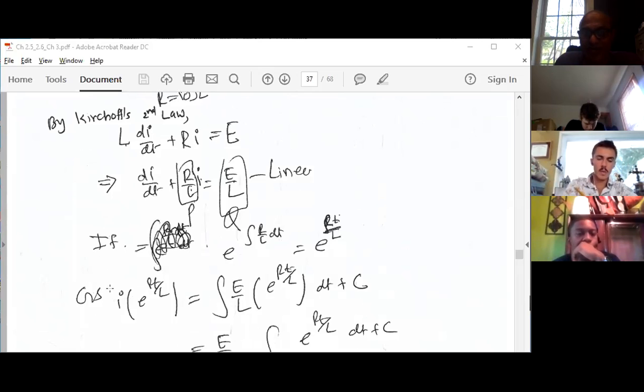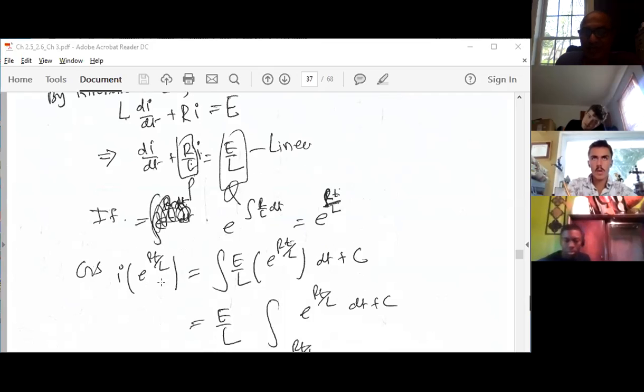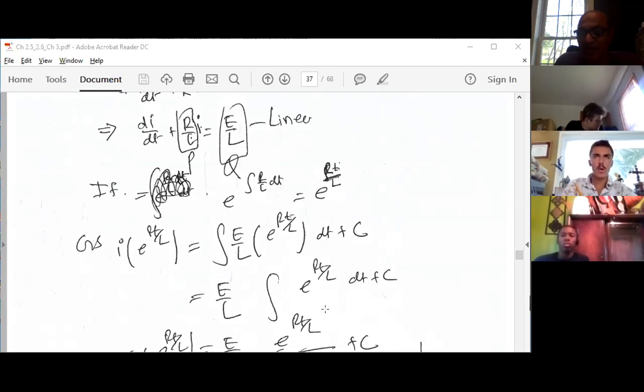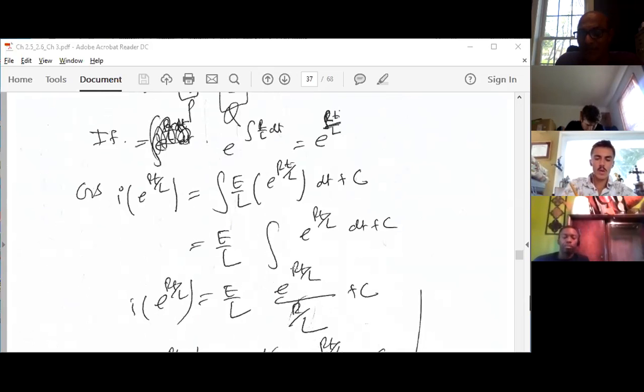So I times e to the power RT by L equals the integration of Q, which is E by L, times the integrating factor e to the power RT by L dt, plus C. That is the general solution for a linear differential equation. E by L is constant, again pull it out, and e to the power 2t, you can consider just like 2t, whose integration is e to the power 2t divided by 2. So here it is e to the power RT by L divided by R by L, just like this.